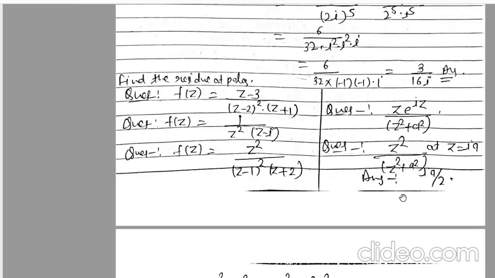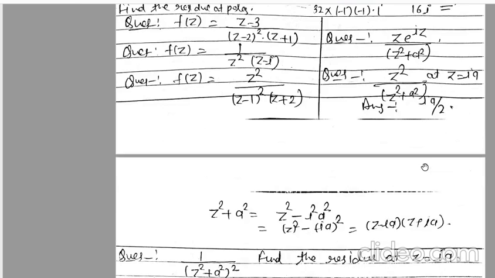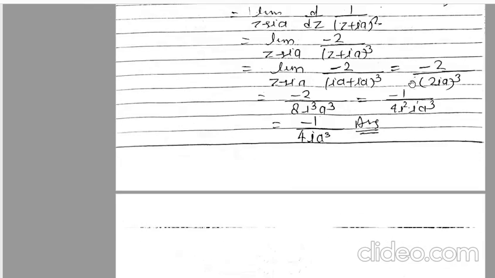You can write both of these questions similar to our following questions, right? So you will write z square plus a square as (z plus iota)(z minus iota), and just find your residue at the pole, right?